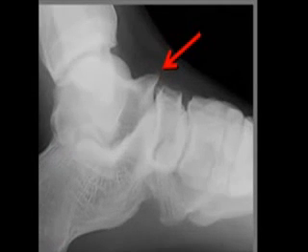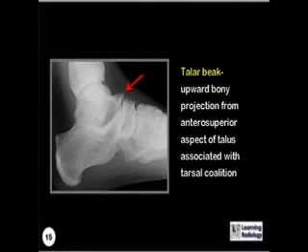What sign is this? It's a talar beak, which is that upward bony projection from the anterosuperior aspect of the talus that can be associated with tarsal coalition.